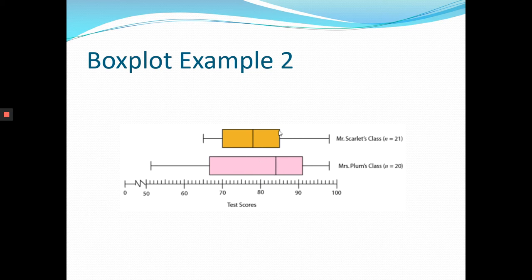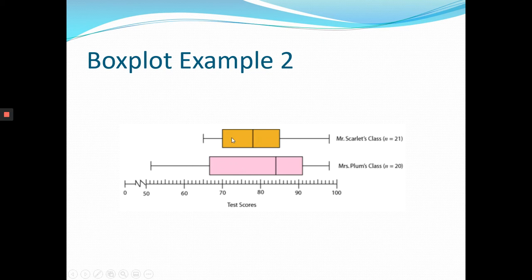So Mrs. Plum has a lot more students doing worse. These are pretty low scores. So 70, for Mr. Scarlett, it looks like it's actually above 70. So for Mr. Scarlett, 75% of the people are getting above 70. So 70 is here, and so we know there's 25 plus 25 plus 25, so 75% of his students are getting above 70, which would be passing. Mrs. Plum, we don't know exactly, but we know that there's more than 25% who are getting below 70.